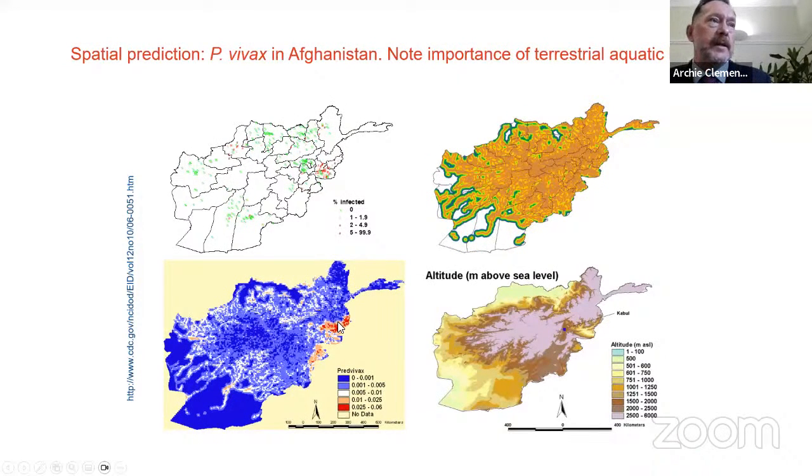We can see that we predicted areas of high risk in the east of the country, which is sort of lower lying areas, and in the river valleys that go up towards the highlands of Afghanistan around the rest of the country. And these areas of the river valleys are important because that's where the mosquitoes that transmit malaria are.